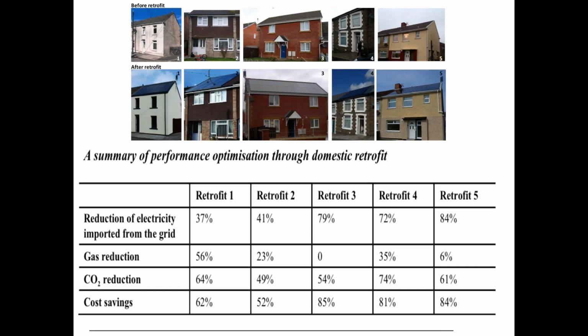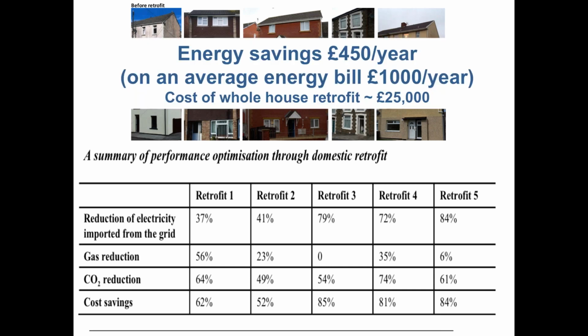And when we look at the potential improvements, these were simulations of the energy performance. We're getting CO2 reductions up to 75%, so in the order of where we were before. The more modern houses perhaps are more difficult because they already have cavity fill and there's not so much you can do. And the predicted cost savings are up to about 80%. So that's very significant: average savings of about £450 a year on an energy bill of £1,000, and the cost of the whole house retrofit around £25,000. So as I said, significant improvements on the 70,000.